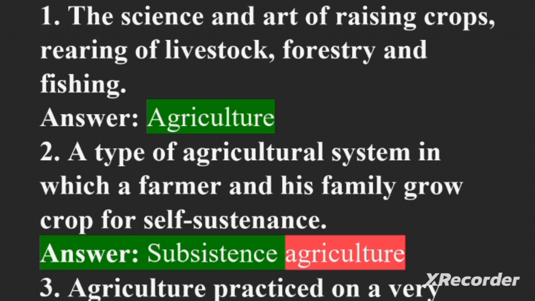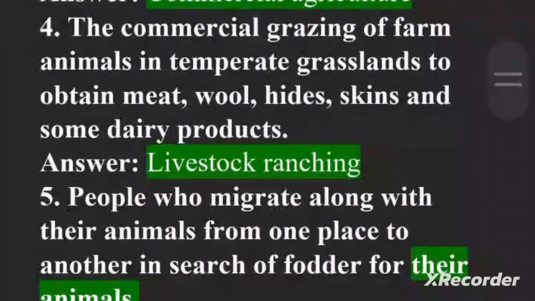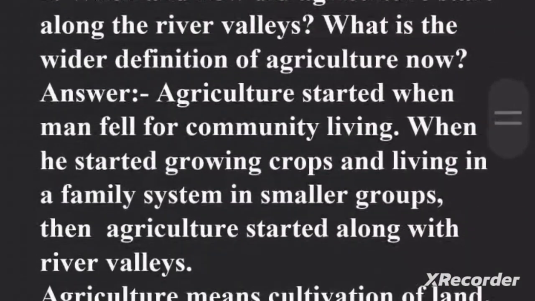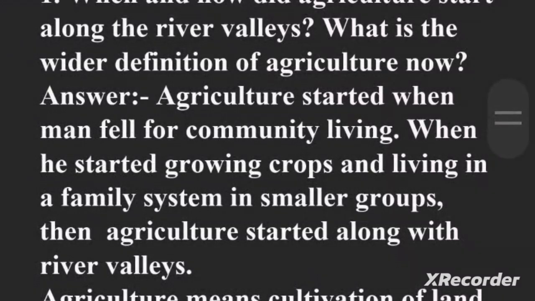So these were the questions of ABC. Now we'll be moving to the descriptive type of questions. The first question goes like: when and how did agriculture start along the river valley? And what is the wider definition of agriculture now?